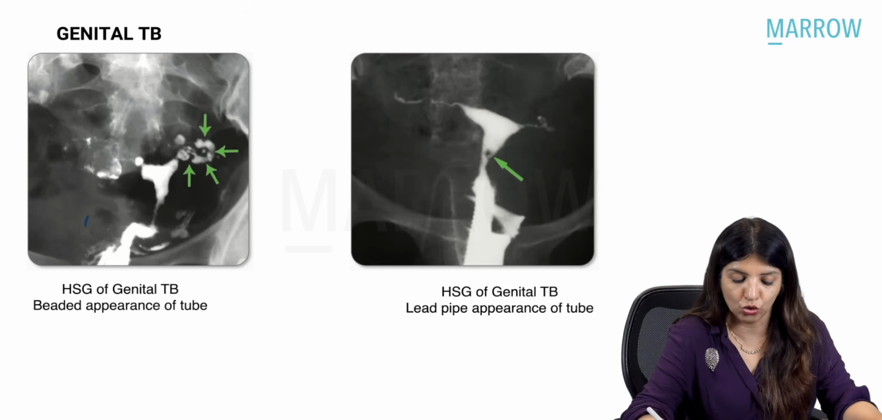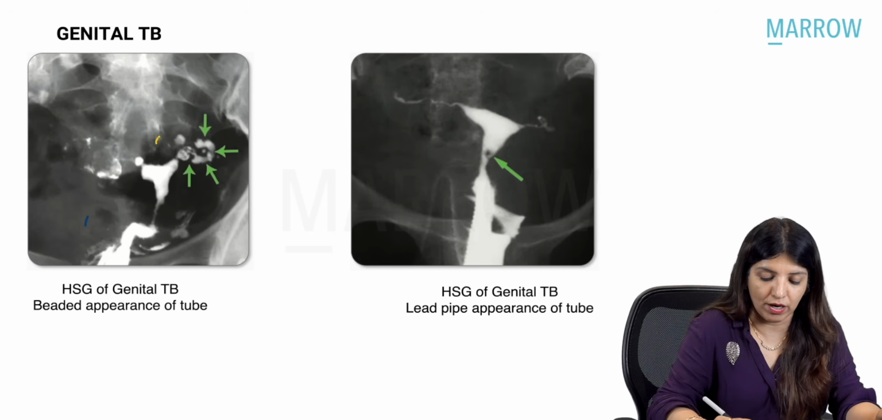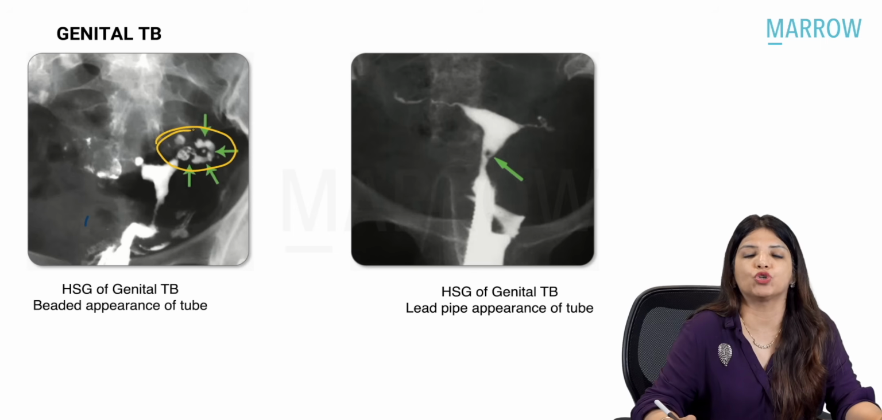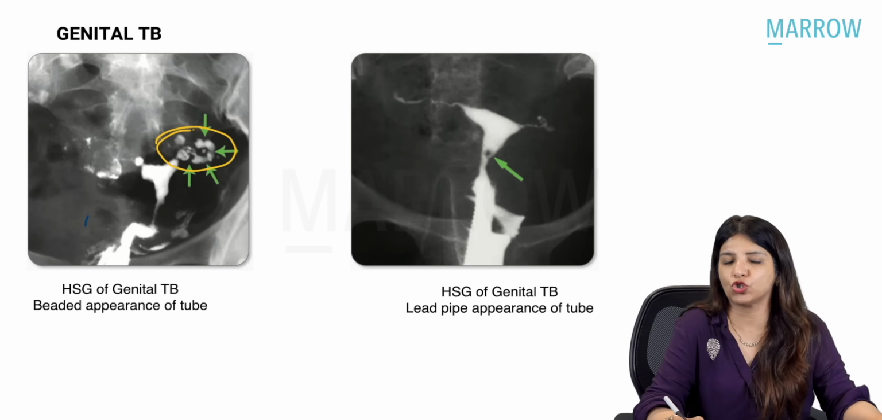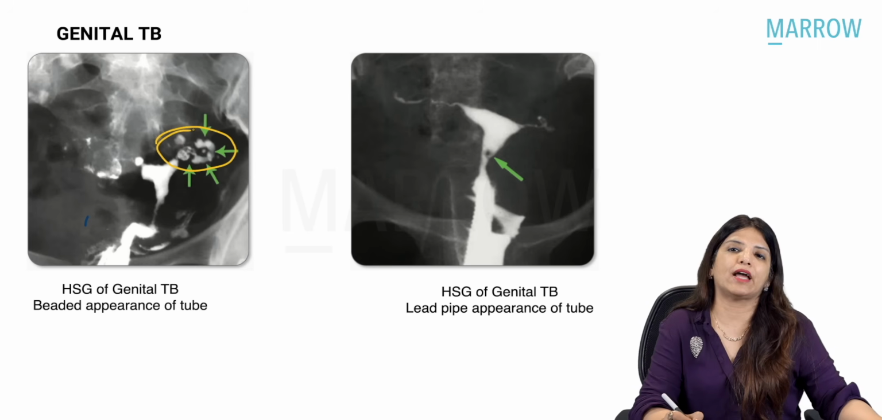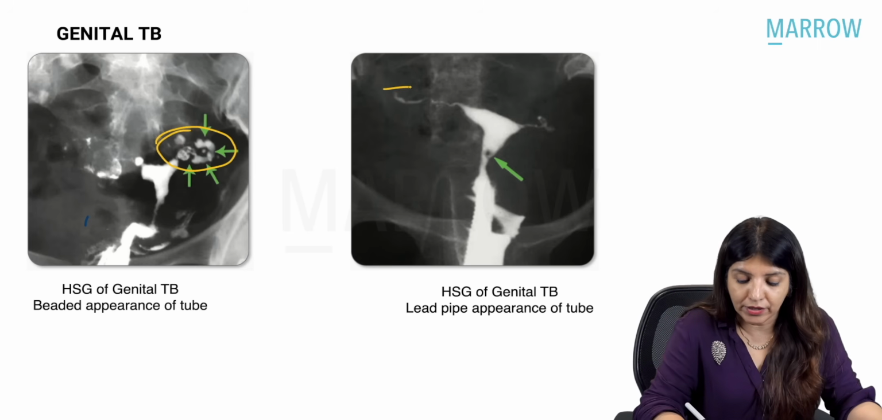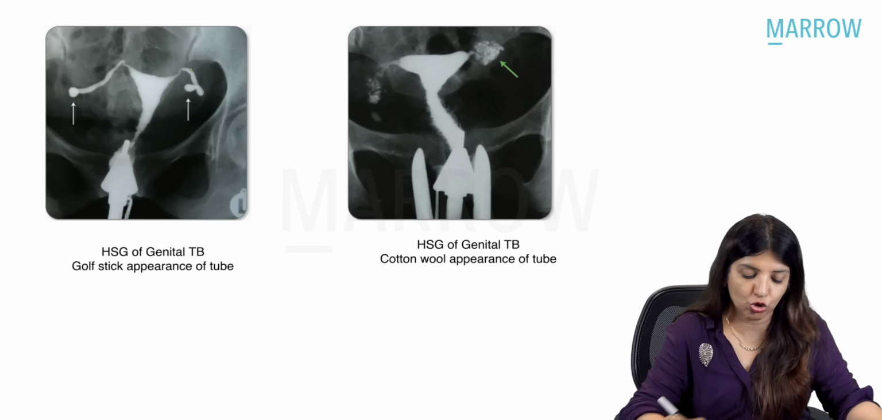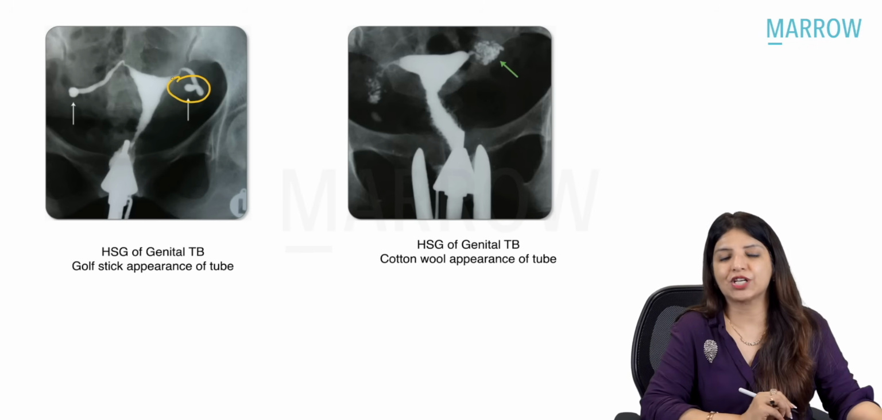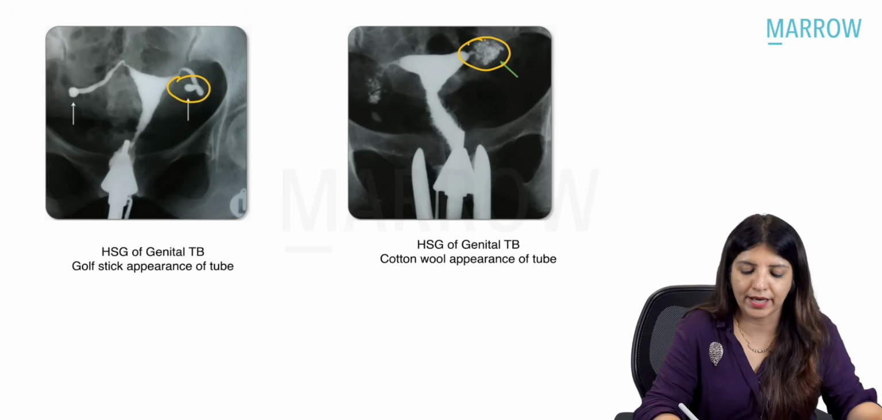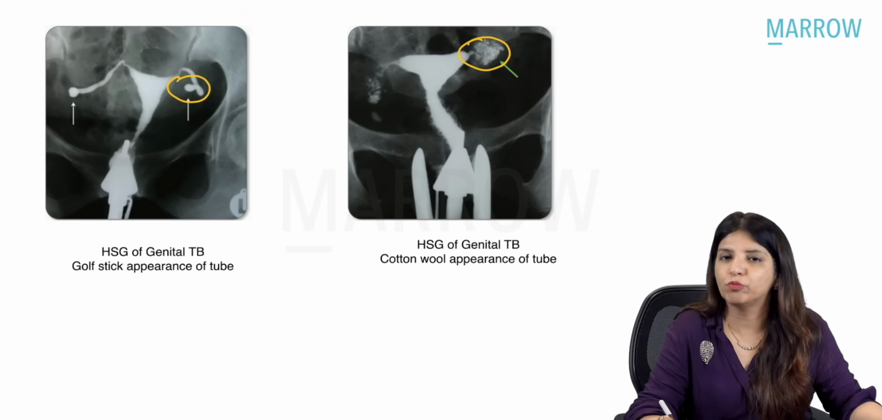So look over here. This is how a beaded appearance of the tube looks on HSG, and whenever you get a beaded appearance of the tube on HSG, that means it is genital TB. Then you can get a lead pipe appearance. You can see the tubes are standing straight like this. So this is the lead pipe appearance of the tube. Then you can get a gallstick appearance of the tube, or a cotton wool appearance of the tube on HSG.